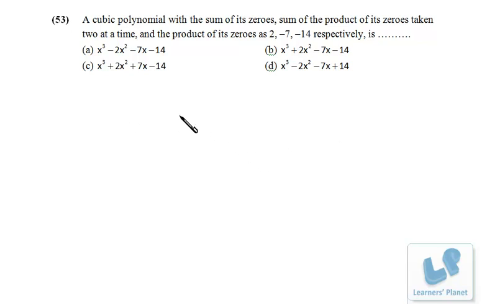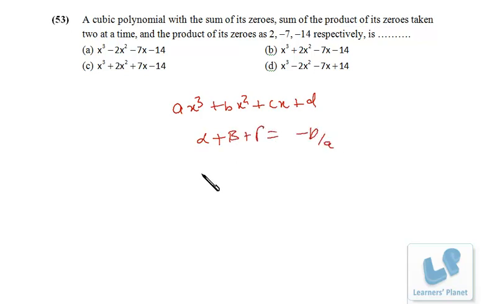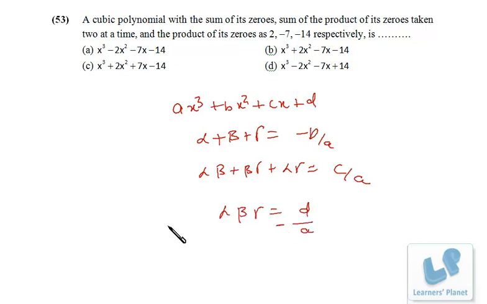Now further, I would just write the equation here once again. It's ax cube plus bx square plus cx plus d. This is a standard cubic polynomial, right? Here, if the zeros are alpha, beta and gamma, then alpha plus beta plus gamma is minus b by a. Alpha beta plus beta gamma plus alpha gamma is c by a. Then alpha beta gamma is negative d by a, right?